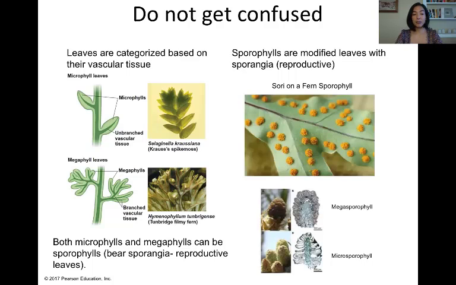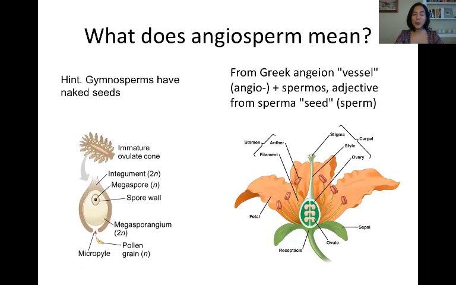Microphylls and megaphylls refer to the vascular tissue in leaves. So microphylls have one unbranched vascular tissue in these leaves, whereas the megaphylls are going to have branched vascular tissue. So that's the difference. In contrast, the sporophylls are going to be the leaves carrying sporangia. And we say that the megasporophylls carry megasporangia, and the microsporophylls carry microsporangia, or female and male sporangia. That's the difference.